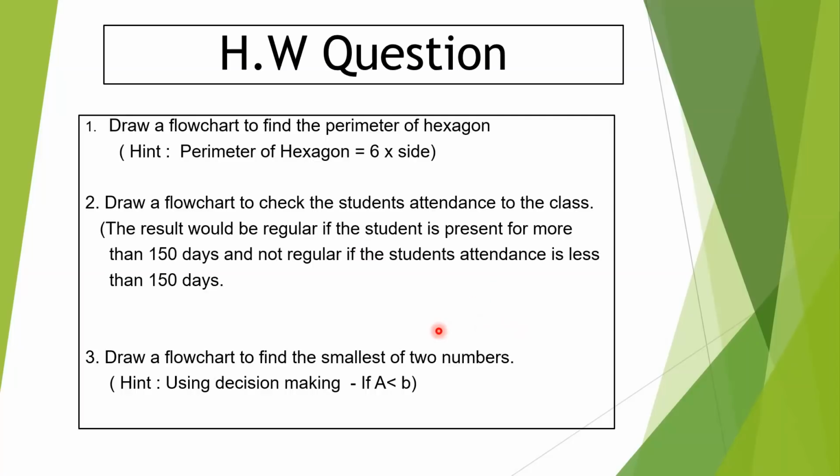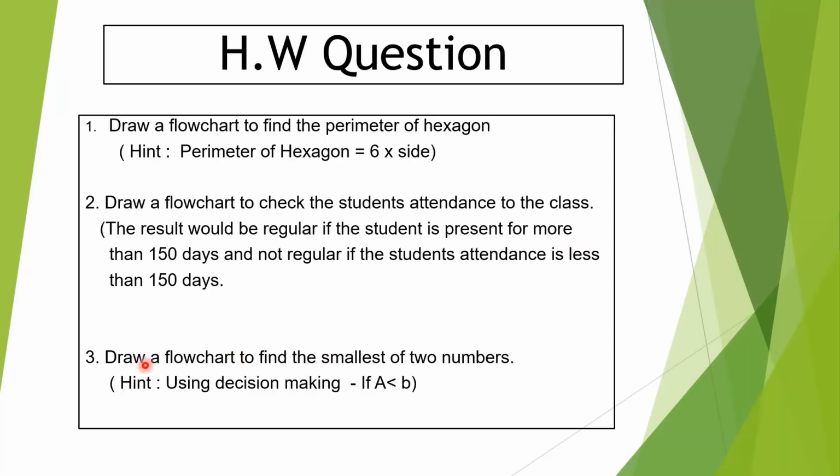Print that student as regular. If no, if that A is less than 150, it should print not regular. Clear, children? So do this decision making symbol. Hope you all have understood this decision making symbol. If A is greater than 150, if yes, regular; if no, not regular. And then that arrow should connect to the stop.